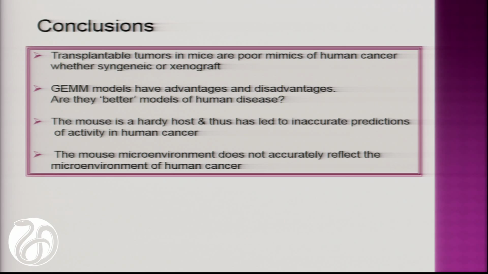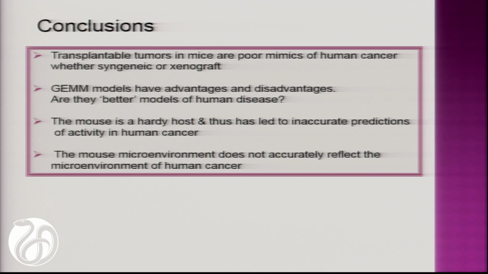So in conclusion, transplantable tumors in mice are often poor mimics of human cancer, whether we're talking about syngeneic tumors or xenografts. GEM models have advantages and disadvantages. Are they better models of the human disease? I think they are getting to be better models over time. They're getting better and better.